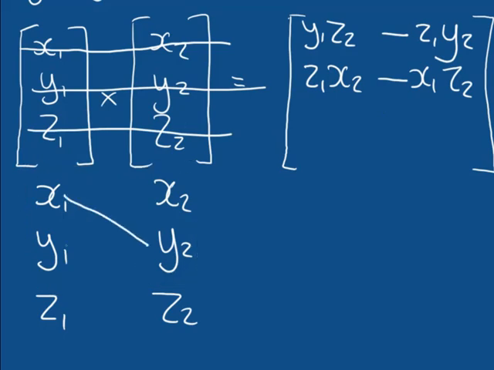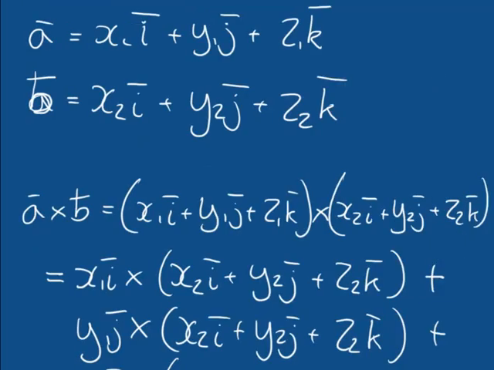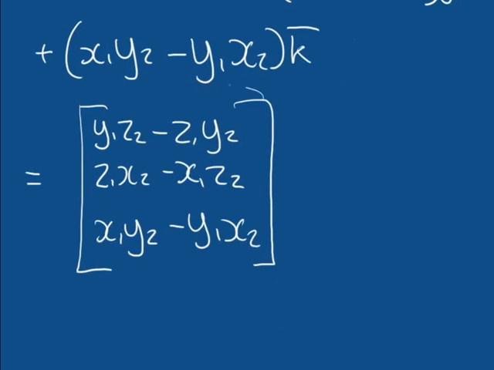Top left multiplied by bottom right, subtract bottom left multiplied by top right. So top left, x1, multiplied by bottom right, y2, and we subtract from that bottom left, y1, multiplied by top right, x2. So if you compare this, y1 z2 minus z1 y2, z1 x2 minus x1 z2, x1 y2 minus y1 x2. I know it's going to be hard to remember that, but if you were to compare this, let me draw on the layer, thank you. It's the exact same thing that we had here.